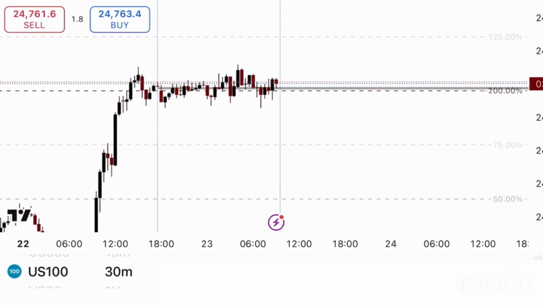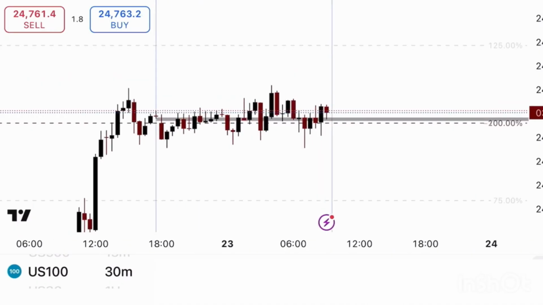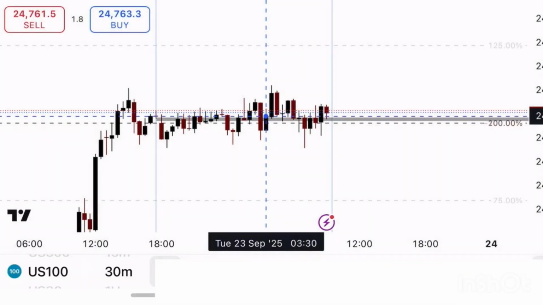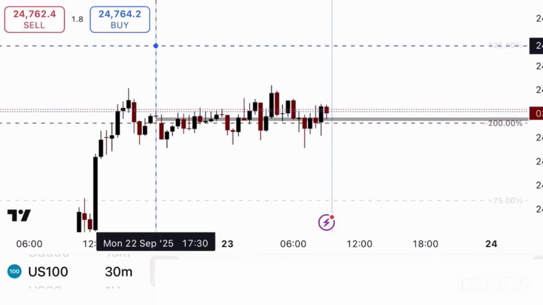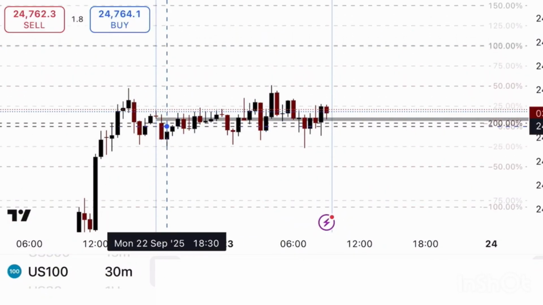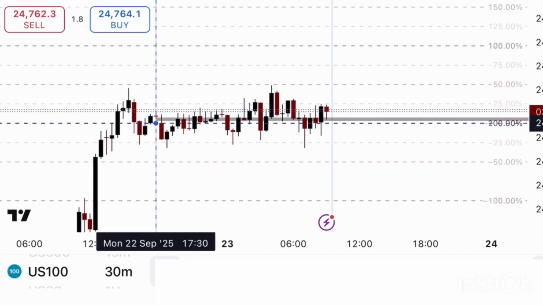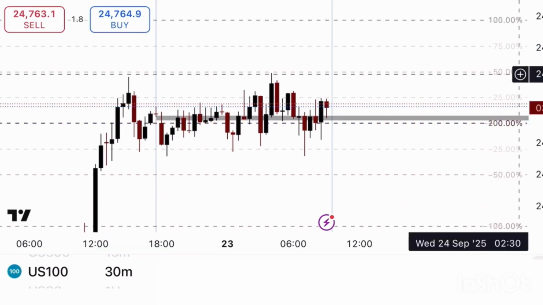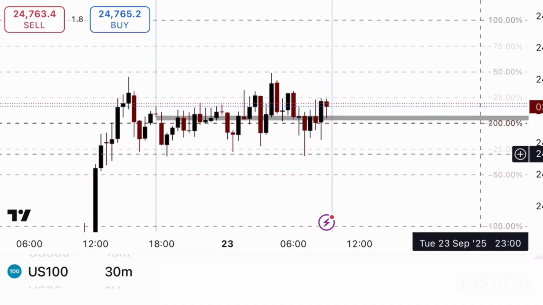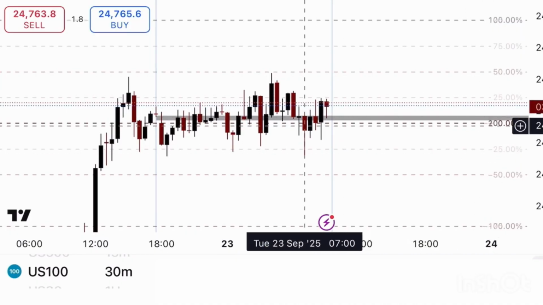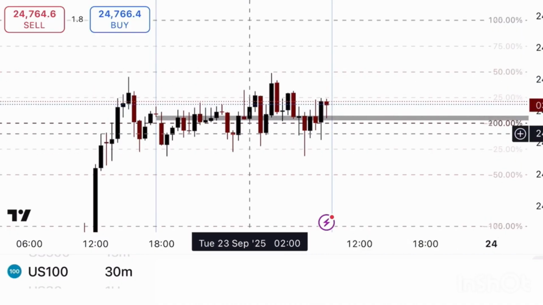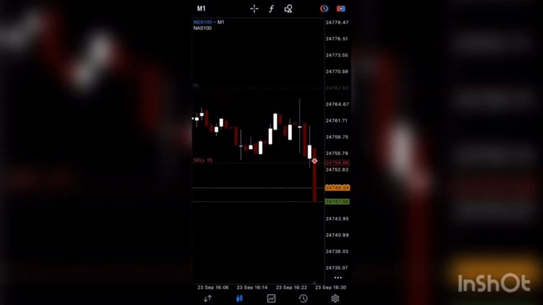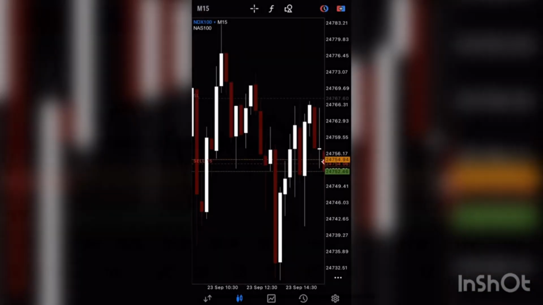So the market is still consolidating and I don't see any trade, but I'm going to put my Fibonacci on to get smaller levels, just to see in which levels it's consolidating. So it's from this equilibrium until the negative 25%, and it's just playing around this level. I think the price will be bearish, so I've seen the opportunity and I have a bearish bias.